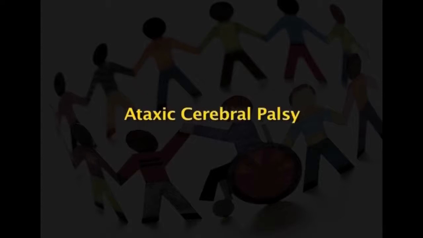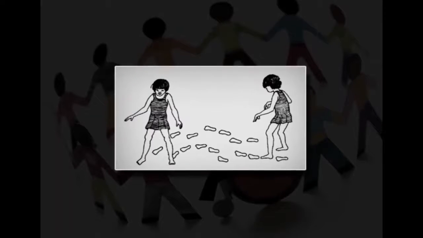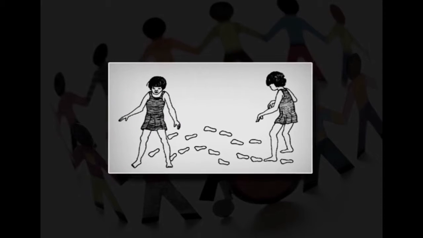Ataxic cerebral palsy. This is the least common type of cerebral palsy and is characterized by shaky movements. It affects the person's balance and coordination. The affected persons have poor coordination and walk unsteadily with a wide-based gait, placing their feet far apart. They may also have tremors. The ataxic form is estimated to affect 5 to 10% of cerebral palsy patients.